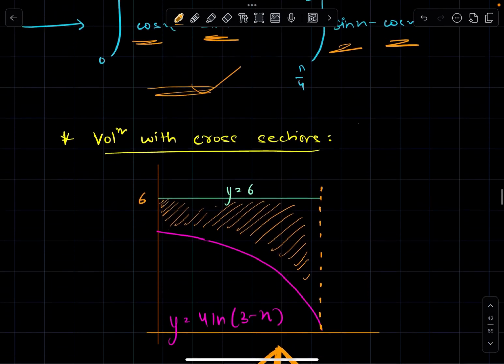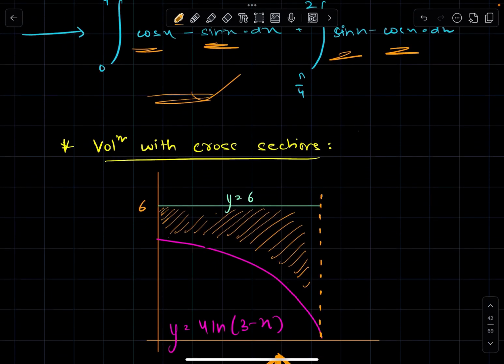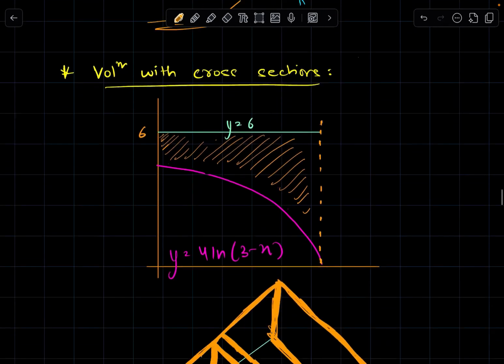Let's talk about volumes with cross sections. So I have a graph here with y is equal to 6 and y is equal to 4 times natural log of 3 minus x. And what we are going to be doing is finding the volume of this area by using some squares or rectangles. And if that sounds a bit confusing, let's step into 3D and look at how it would look.